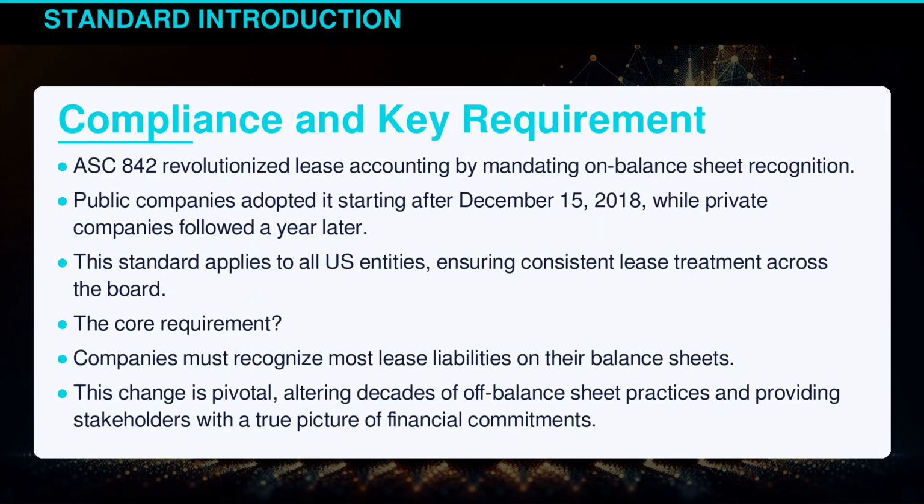ASC 842 revolutionized lease accounting by mandating on-balance sheet recognition. Public companies adopted it starting after December 15, 2018, while private companies followed a year later. This standard applies to all U.S. entities, ensuring consistent lease treatment across the board. The core requirement? Companies must recognize most lease liabilities on their balance sheets. This change is pivotal, altering decades of off-balance sheet practices and providing stakeholders with a true picture of financial commitments.